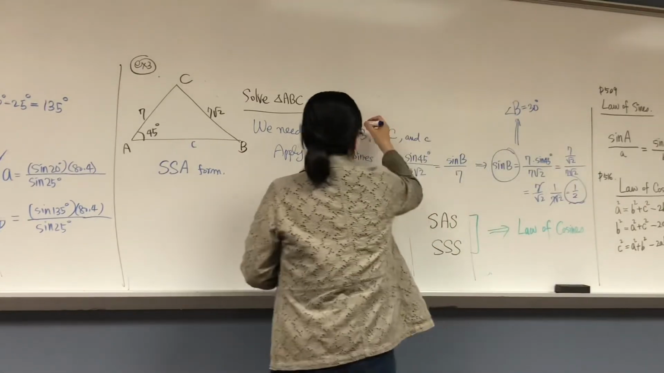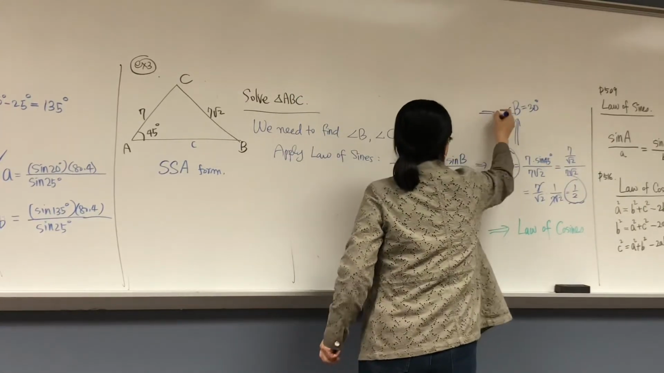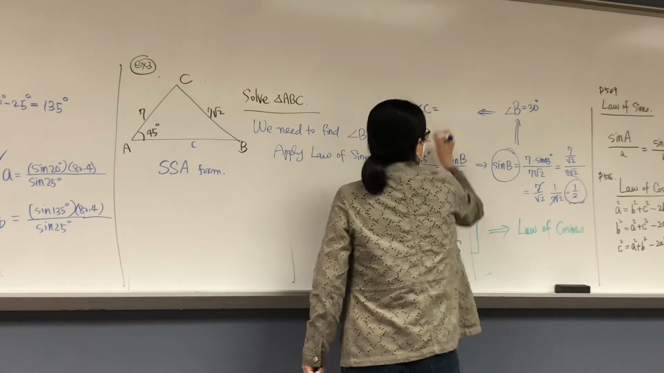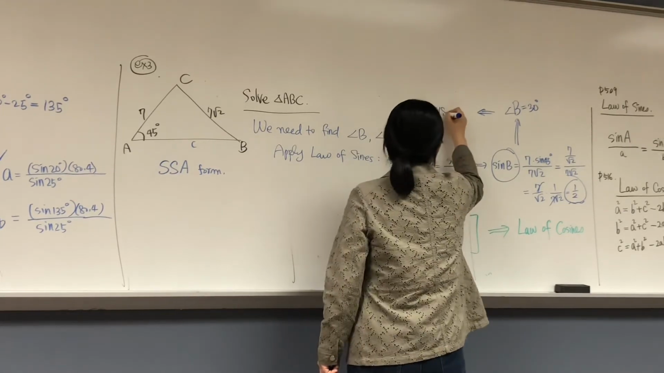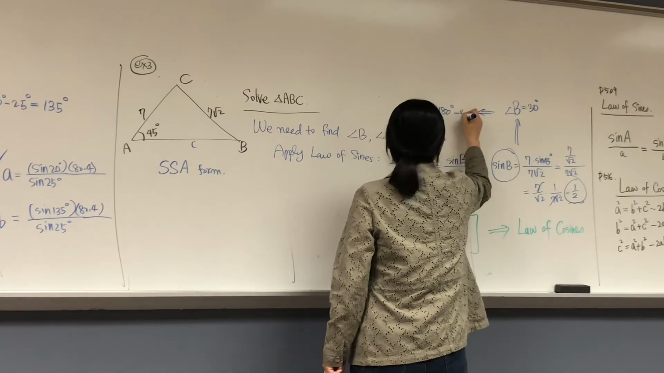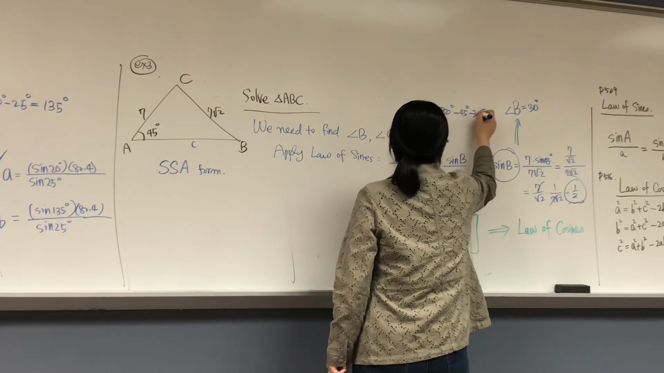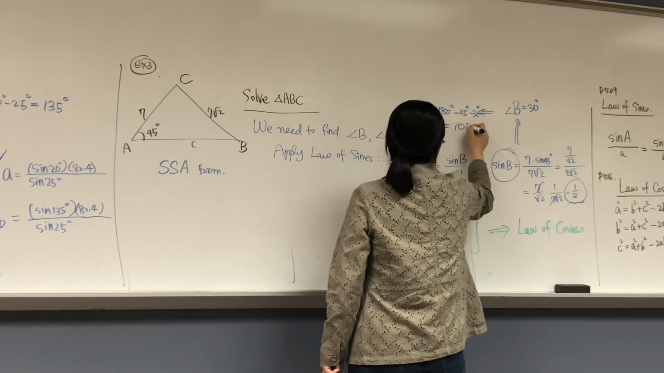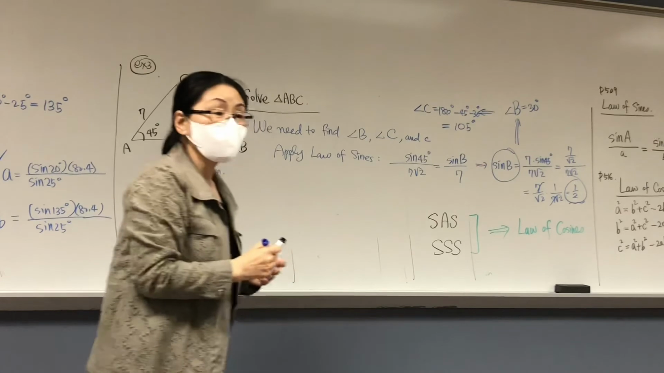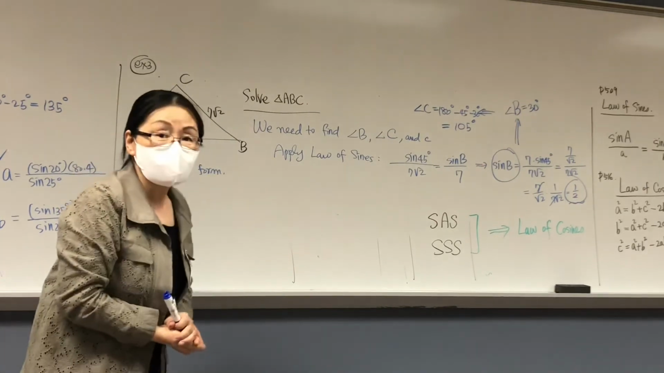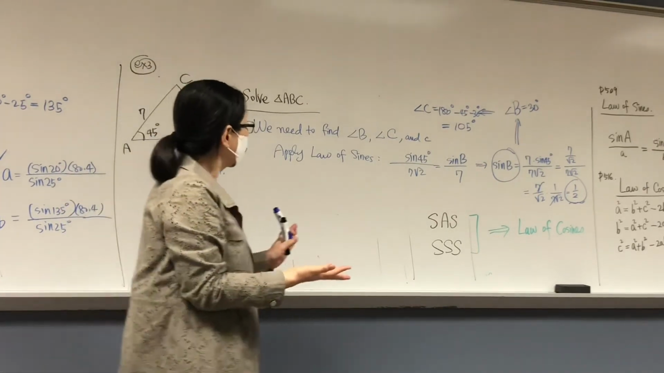So B is 30. Therefore, what is C? C will be 180 minus 45 minus 30. So it is 105. Good. Understand?